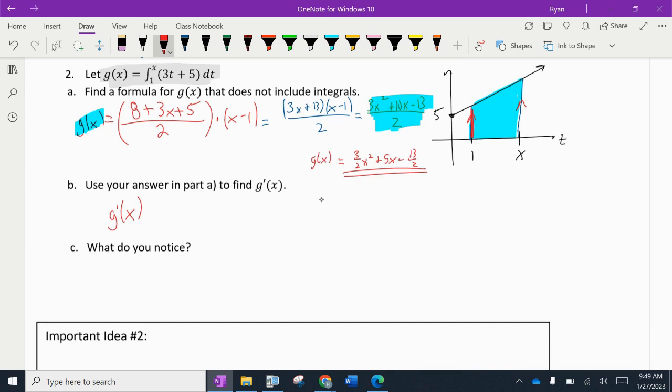So g of x was this. I can divide all those terms by 2 to maybe make it look like this. Maybe this looks simpler. What's the derivative of this first part? 3x. What's the derivative of the second part? And the derivative of the constant? 0.